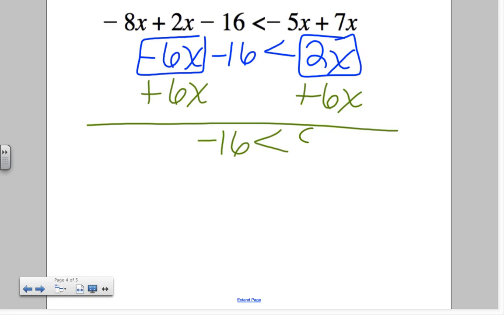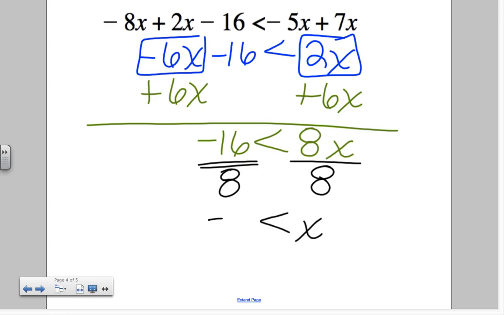Okay, so now we have negative 16 is less than 8x, and obviously what we can do on both sides to get x by itself, Trey? Divide by negative 8. Nah, divide by what? 8. Just 8. Yeah, just 8. So does that flip the sign? No. No. So now we have x is greater than negative 2.